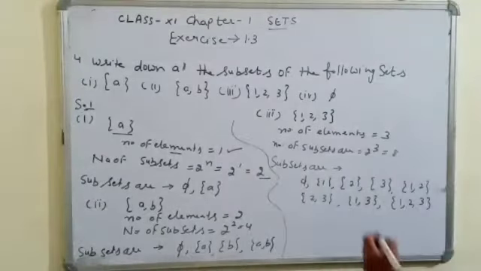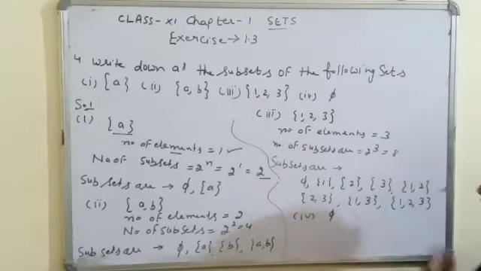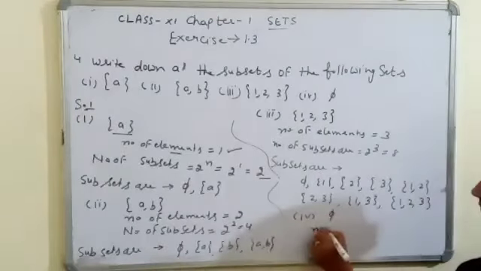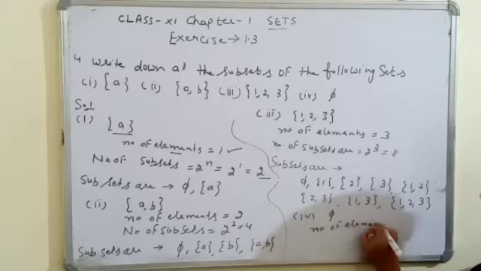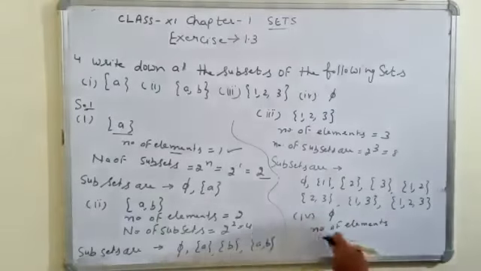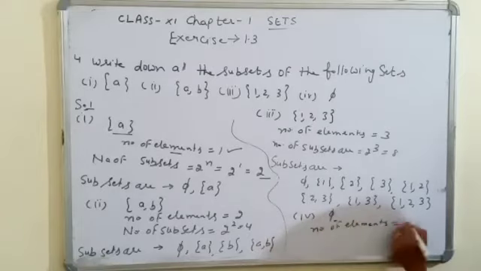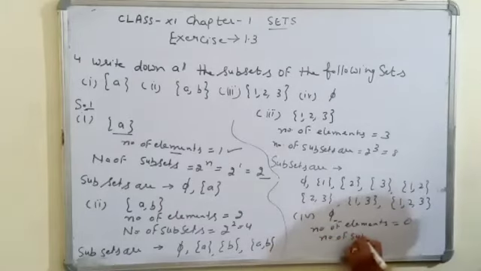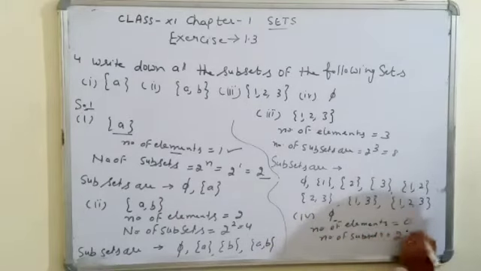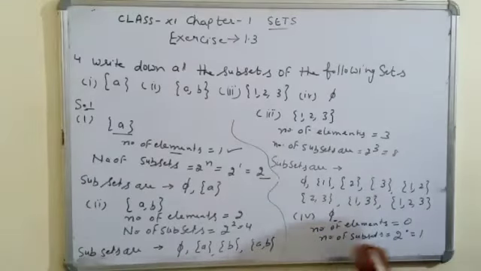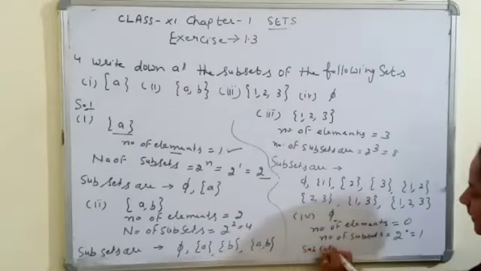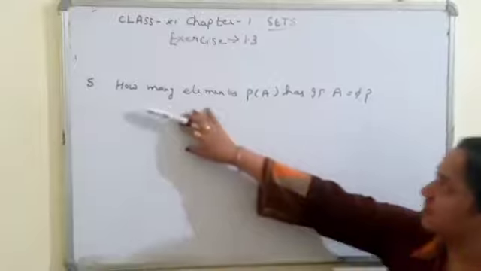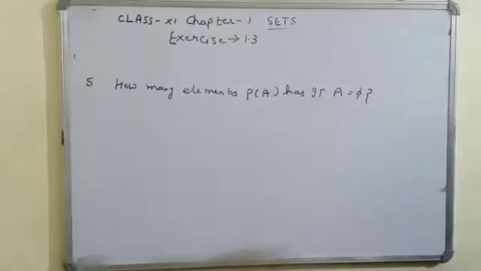Now let's discuss the fourth one. In the fourth you can see only phi is given to us. So how many elements are here? Can you think of the right answer? No element, 0, because phi is here. So the number of subsets is 2 power 0, that is 1. So there is only one subset, that is phi.